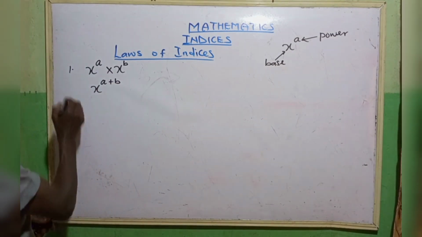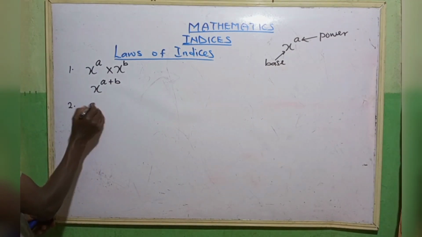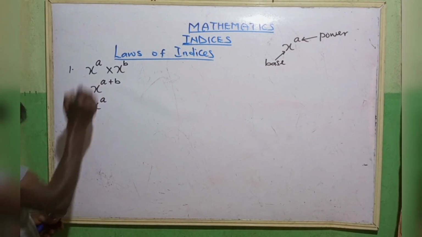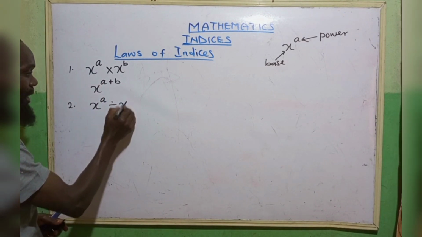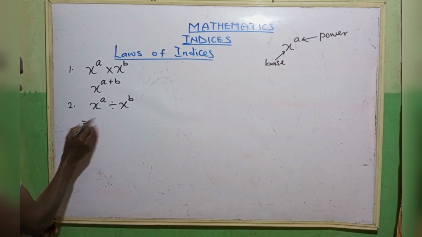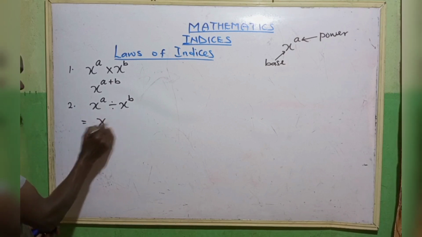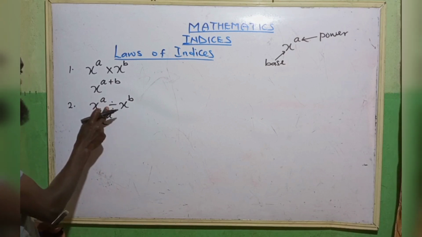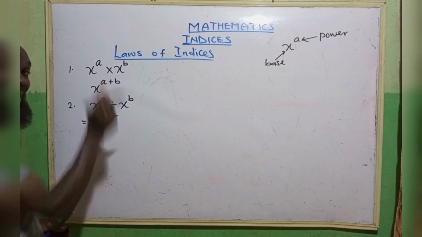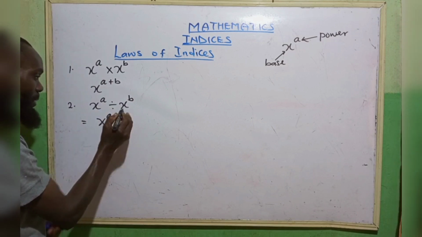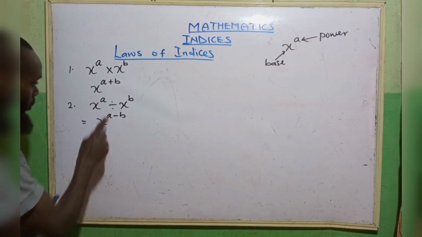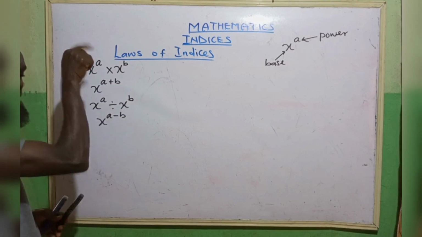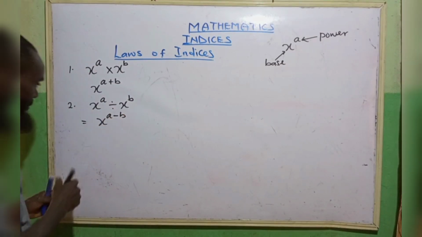Second law. When we have x raised to power a divided by x power b, we pick one of the base, x power a. This division will change to minus at the power, minus b. Please let us note, it's going to be changing at the power, not at the base.